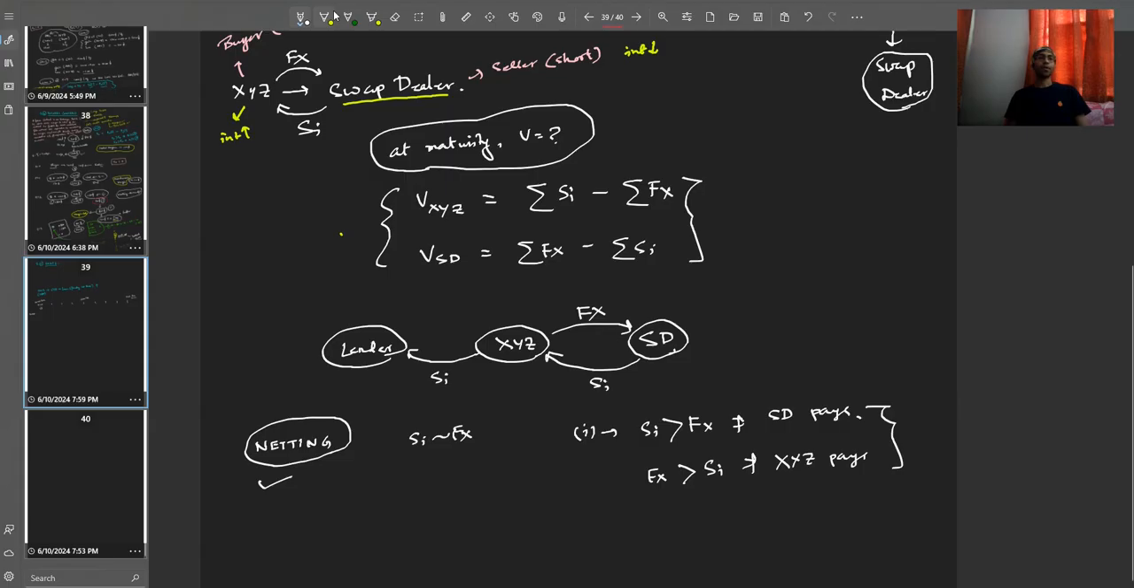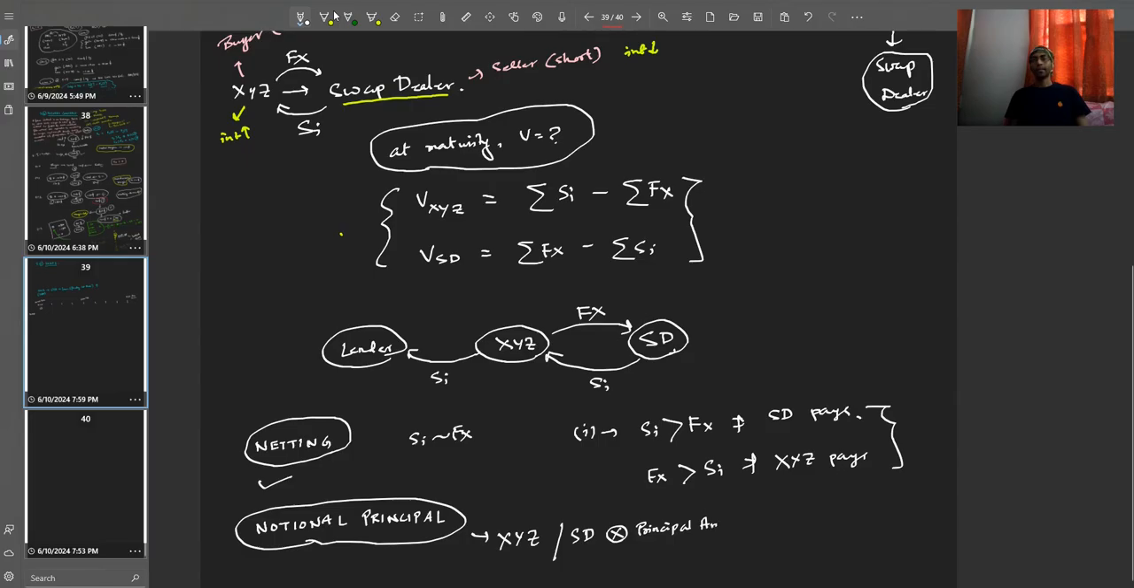Then there is another concept called notional principal. Now in our example, neither the company XYZ nor the swap dealer exchange any principal amount between them, but a principal amount was taken into consideration to calculate the fixed or the variable payments. Hence we say that there is a notional principal based on which a swap agreement happens. It is not exchanged between the parties, but it is taken into consideration while calculating the variable or the fixed payments. So this is what notional principal is.